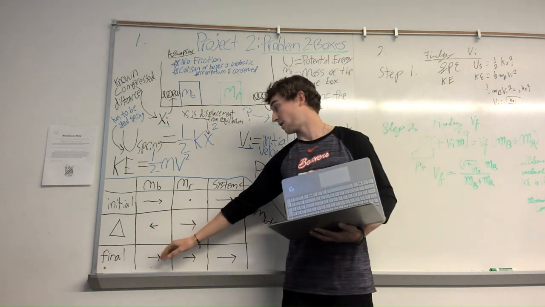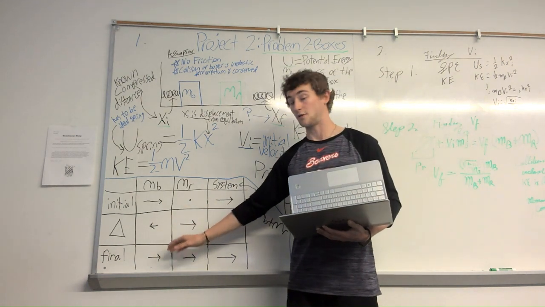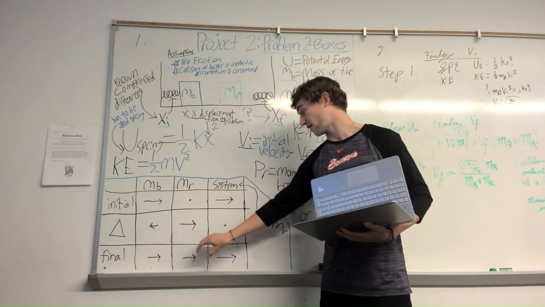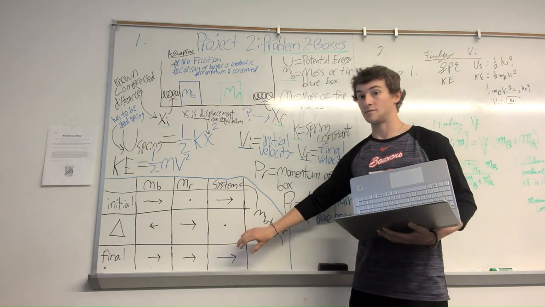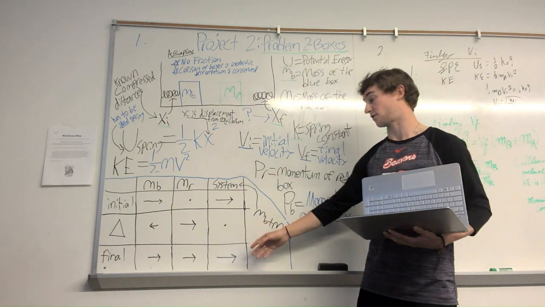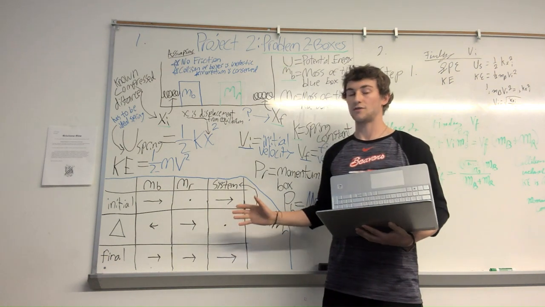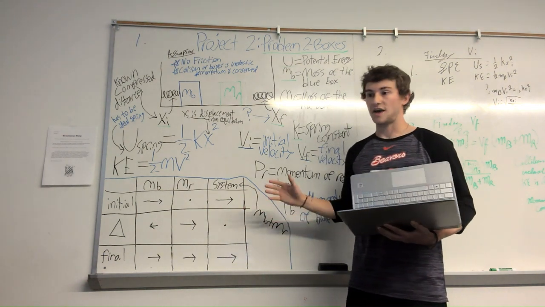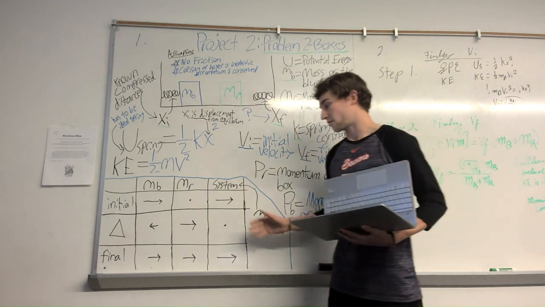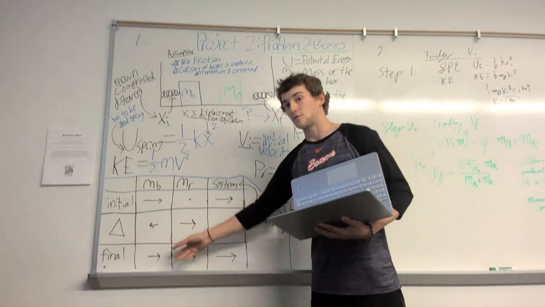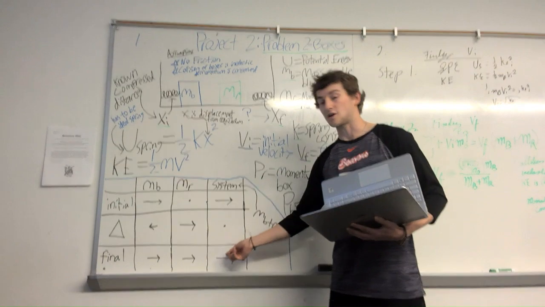Then in our final momentum, the blue box and the red box have to equal the same as the final momentum arrow here for the whole system. We don't know necessarily what their exact masses are, but we know that they have to be relatively equal. Therefore, we can assume that these two arrows have to be the same in order to do this.